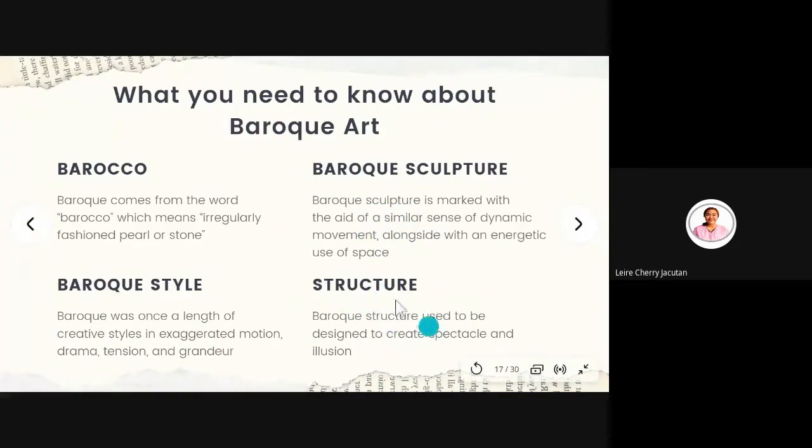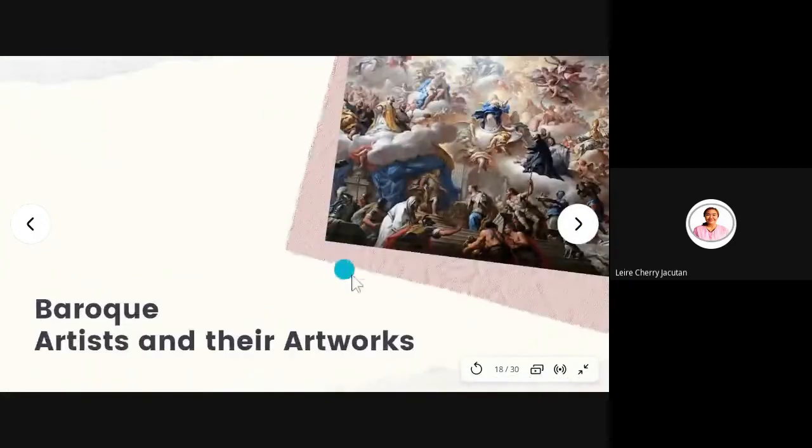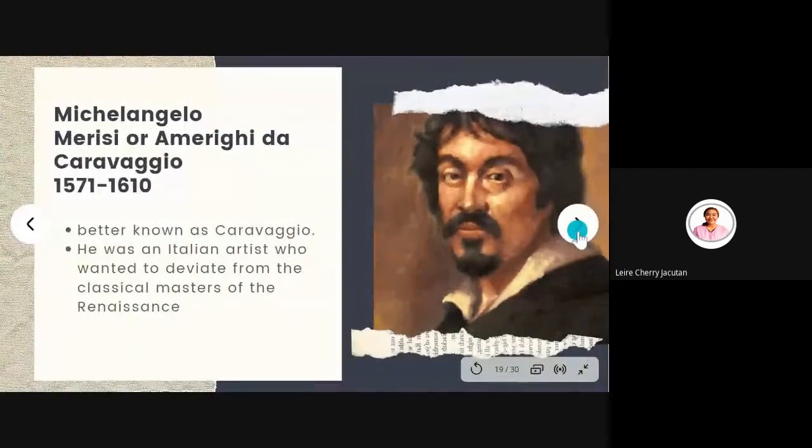And then, as for the structure, its structure used to be designed to create spectacle and illusion. Kaya nga big part nitong sa mga structure or sa mga sculpture yung background para mag-create ng spectacle and illusion. Yan. So, sino-sino ba yung mga Baroque artists at saka ano ba yung kanilang mga artworks?